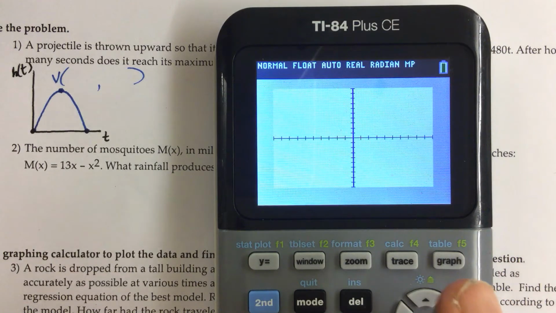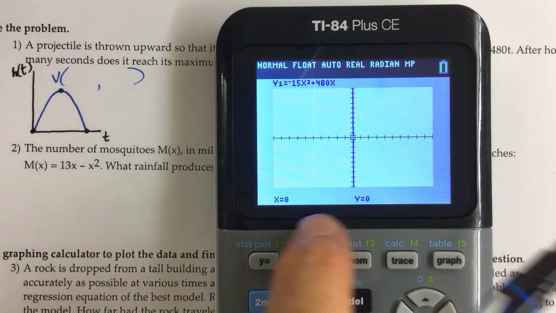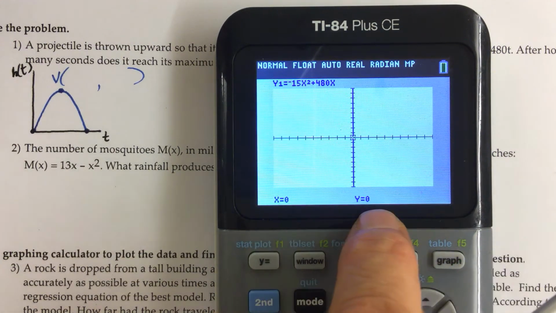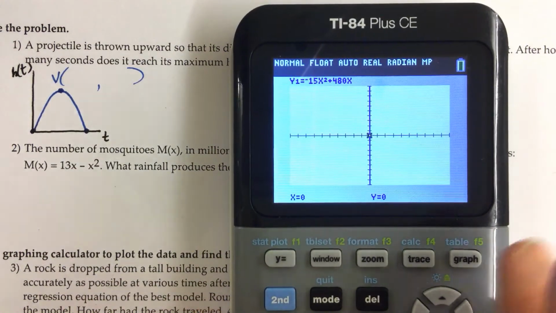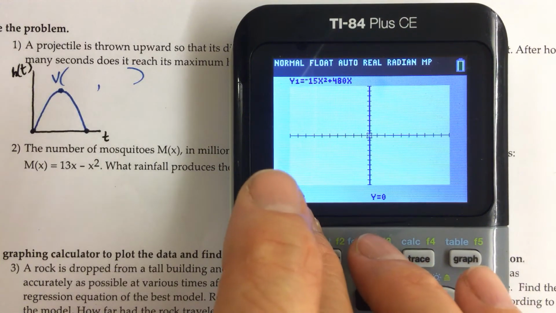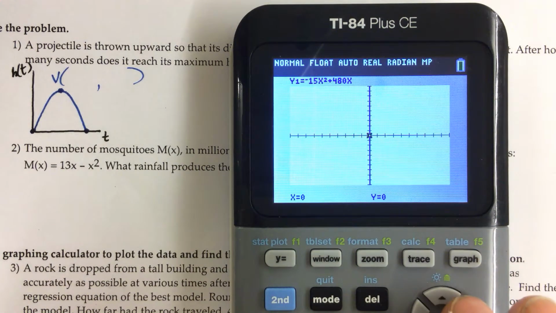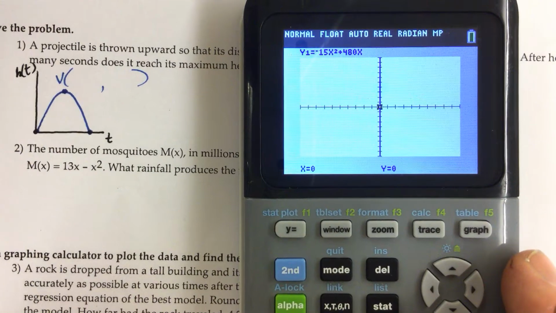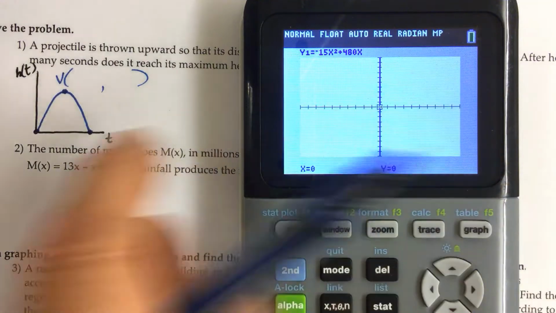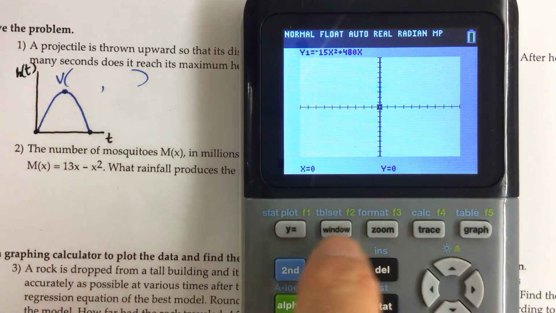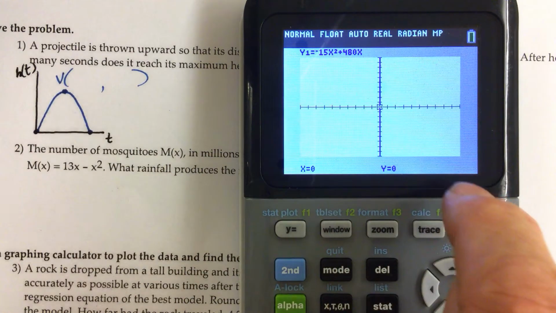There's a couple different ways to do this. If you went ahead and pushed the trace button, remember, we already know that when x is 0, y is 0, or on the paper, when t is 0, h is 0. The x on our calculator represents the time, and the y represents the height. If we hit the right arrow, we can get an idea of the coordinates of the points on this curve. Then we could adjust our window to see the curve, because right now all we see is a vertical looking line.